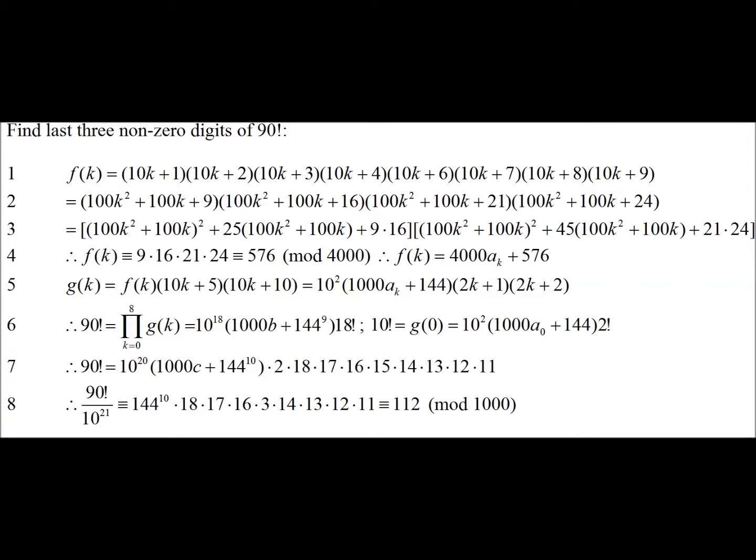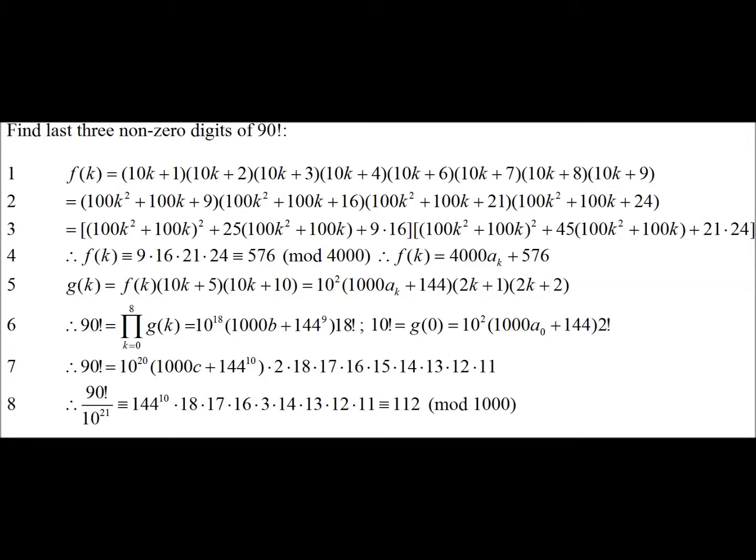In line 1, let f_k equal (10k+1)(10k+2) and so on till (10k+9). 10k+5 and 10k+10 are omitted, which will be included later on. For example, when k equals 0, f_0 will equal 1 times 2 times 3 times 4 all the way till 9, excluding 5 and 10. When k equals 1, f_1 will equal the multiple of 11, 12, 13 till 19. 15 and 20 are omitted.